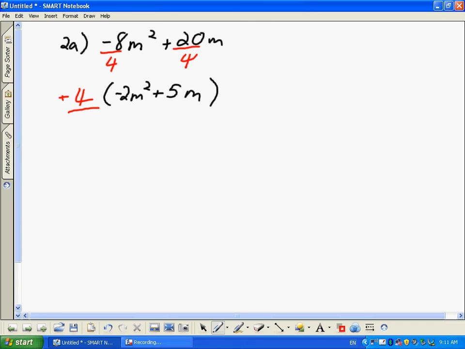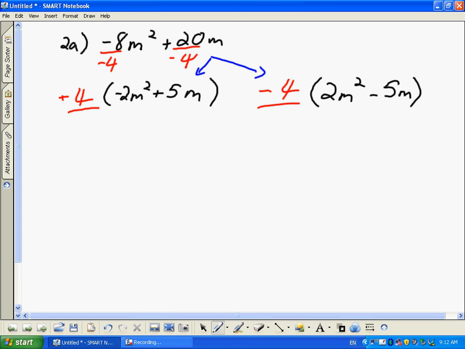Just going to show you on the side. If I had taken out -4, so we're going to say you could have gone 2 ways here, this way or this way. If you'd taken out -4, -8 divided by -4 would have left us with 2m squared. And +20 divided by -4 would have left us with -5m. Okay? So if your signs were the first way or second way, it was fine. I gave you the answer, no matter which way you did it.